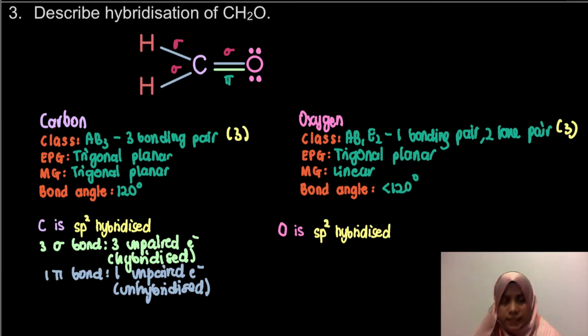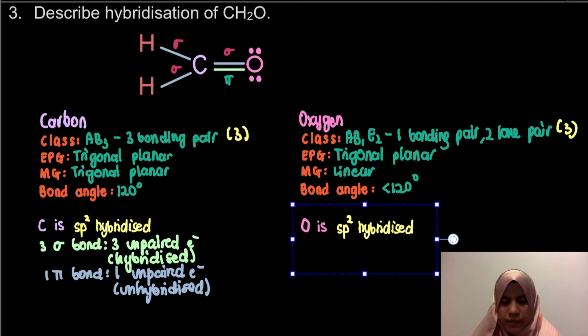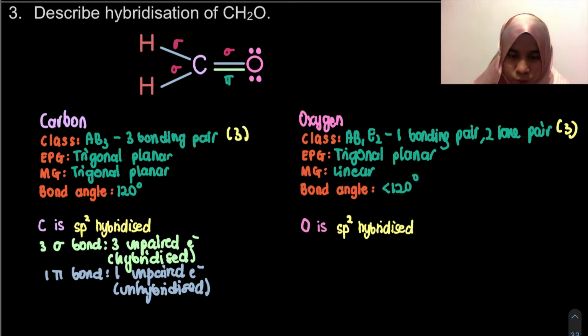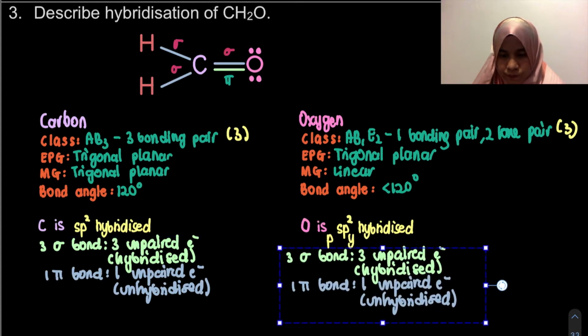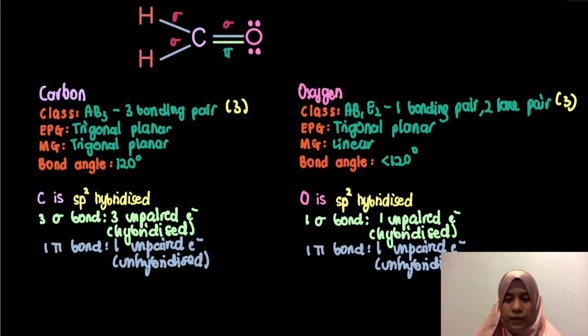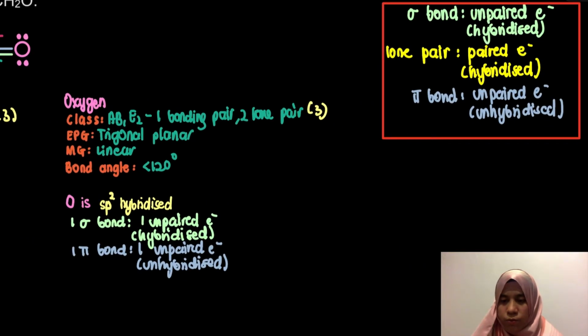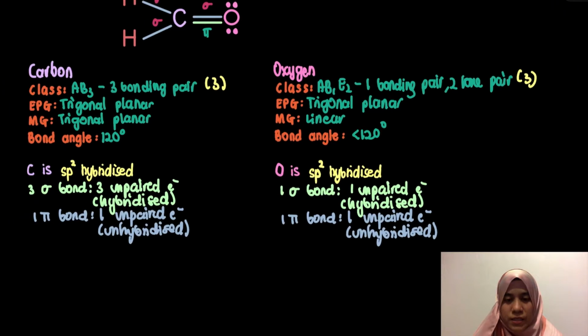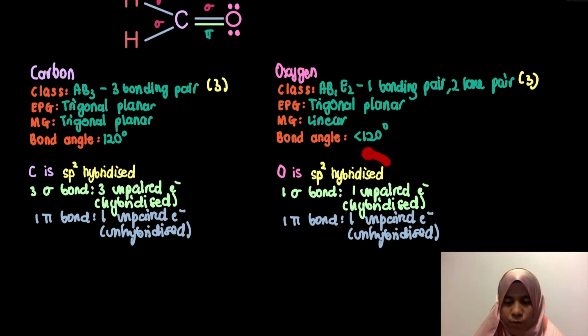How about my oxygen? For the oxygen we also have to write it down. Okay, this oxygen has 1 sigma bond, 1 pi bond, and 2 lone pairs. But there is an extra, what? Look, because in the case of carbon, there's no lone pair. Oxygen has lone pairs. So if it is a lone pair, what? The lone pair must be the paired electron, which is considered in our case hybridized, the hybridized orbital. Or in this case, sp2 hybridized.